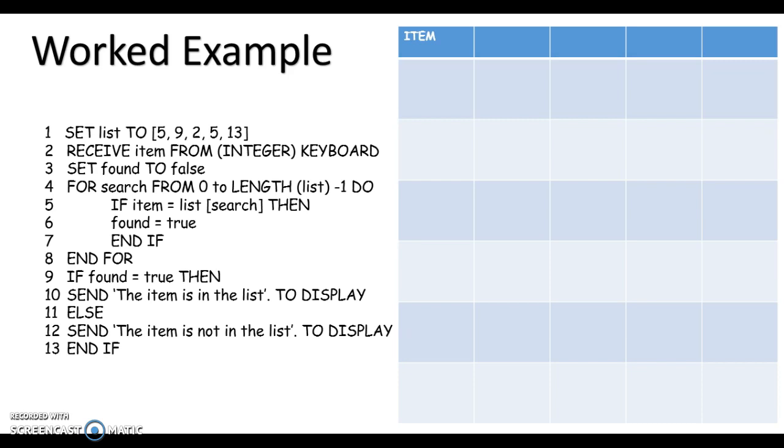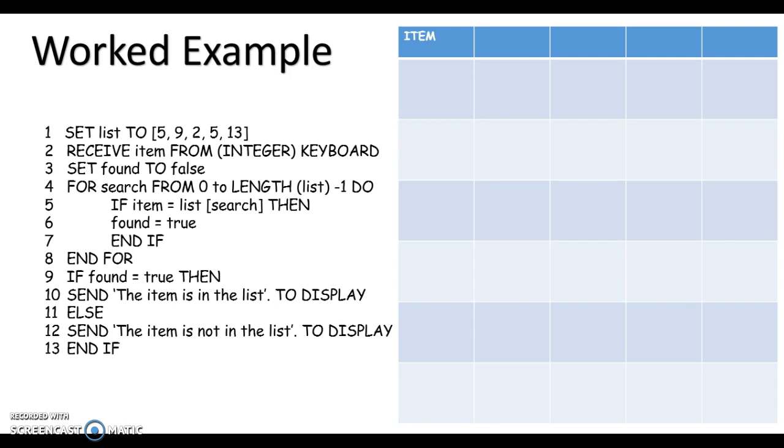Here's a worked example that you had for homework. So let's look at this. We've got setlist2, 0. So this is an array. So where you see 5, 9, 2, 5 and 13, the search 5 will represent 0, 9 represents 1, 2 represents 2, and so on. So I'm just going to show you how this should be achieved.